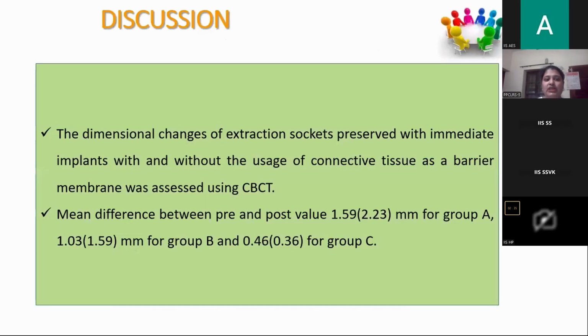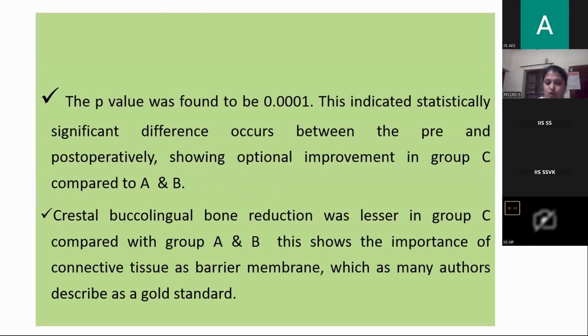So coming to discussion, the dimensional changes of the extraction sockets preserved with immediate implants, with and without the use of connective tissue as a barrier membrane, were assessed using the mean difference between pre and post-operative values for each group. The p-value was found to be 0.0001, which shows a statistically significant difference between the groups and shows that Group C had less bone reduction compared with A and B. Crestal bone reduction was lesser in Group C compared with A and B. This shows the importance of connective tissue graft as a barrier membrane, which many authors describe as a gold standard.